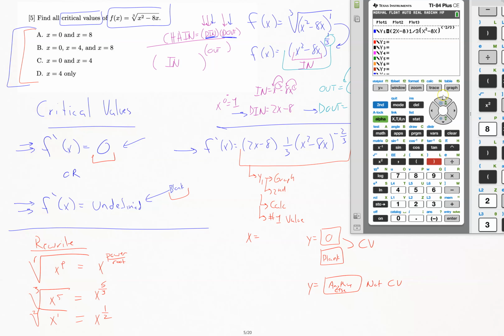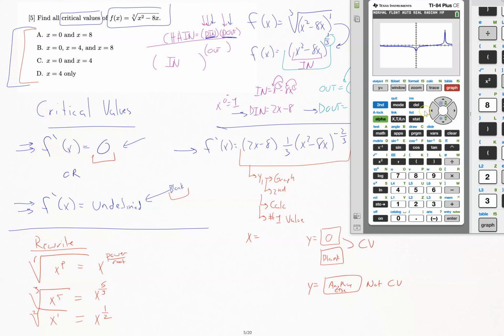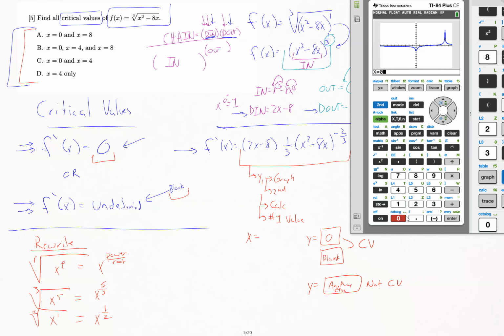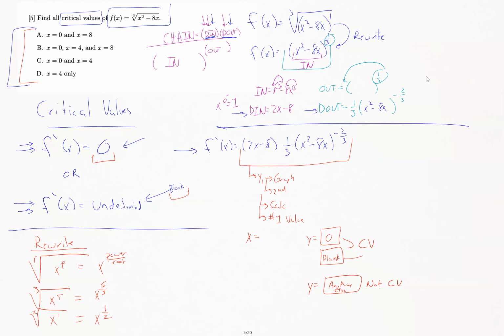Now we'll graph that equation, and I'll hit second calc, and then number 1 value. We're just going to start at answer A. Answer A says x equals 0 should be a good answer. So I type in 0, and I hit enter. And the y value came back as a blank. So blank is one of my options. That means it's a critical value. So starting to list my critical values, I know for sure x equals 0 is a critical value because I plugged it into my derivative and it gave me a blank, which meant it was undefined.